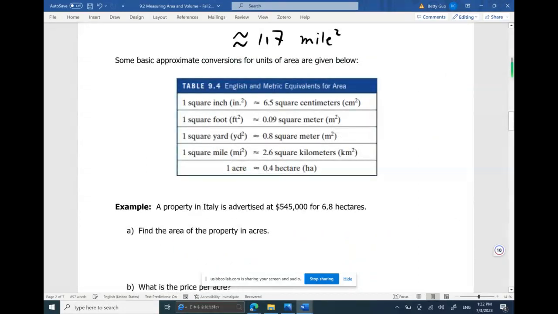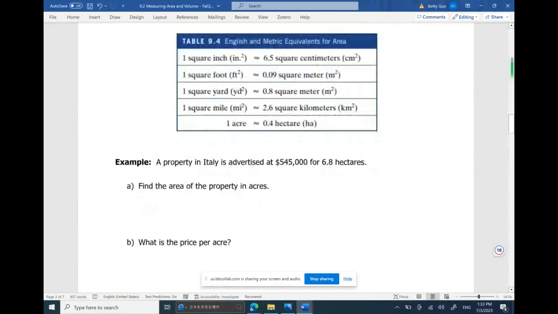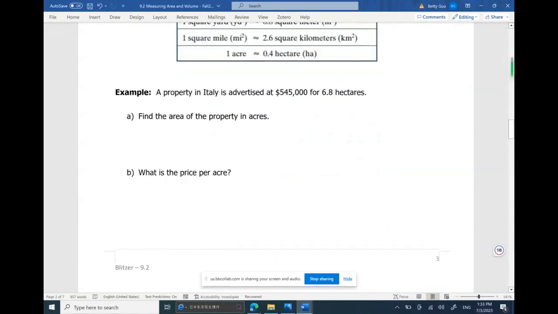And this is some basic approximate conversions for units of area. This table, square yard, square meter. Let's look at this example. A property in Italy is advertised as $445,000 for 6.8 hectares.